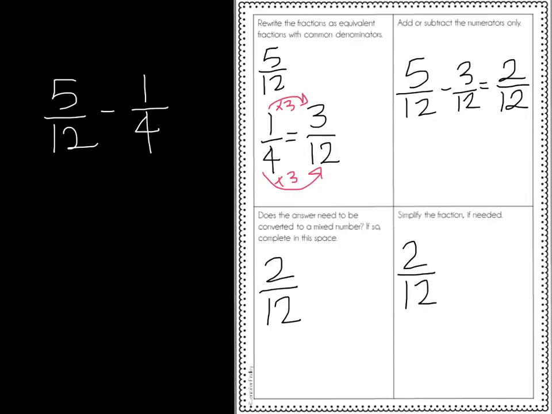When I look at both 2 and 12, I notice that they are both even. All even numbers have 2 as a factor. So one simple first step, I can divide both my numerator and denominator by 2. When I do that, 2 divided by 2 equals 1, and 12 divided by 2 equals 6. The simplest form of my answer is 1/6.